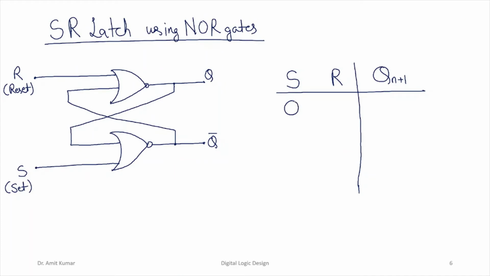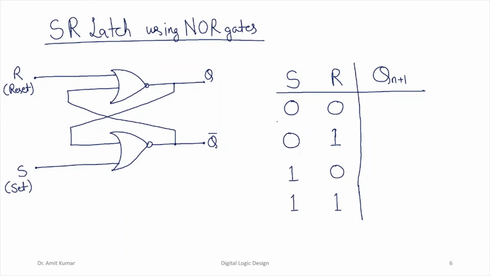Either S can be 0 and R can be 0, S can be 0 and R can be 1, S can be 1 and R can be 0, or both of the inputs are 1. These are the only four different possibilities with the inputs.